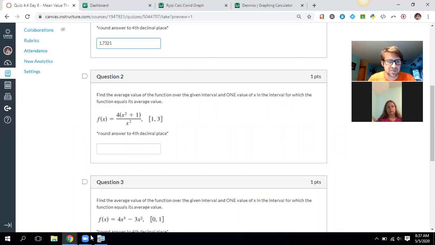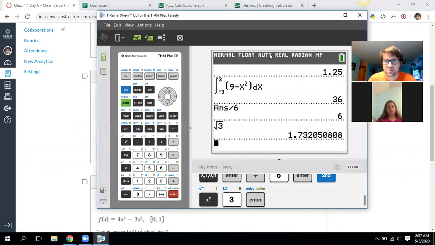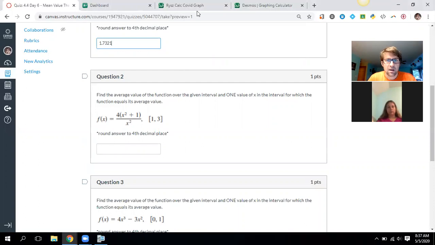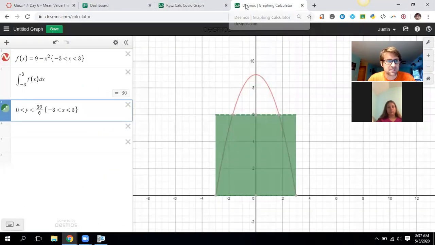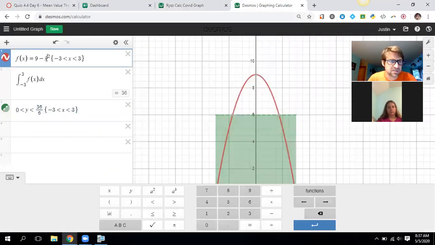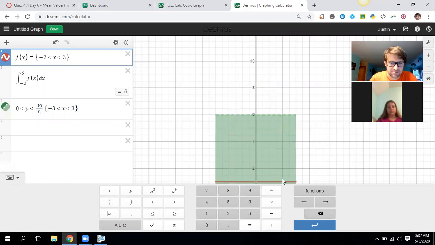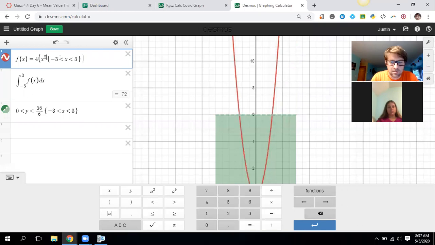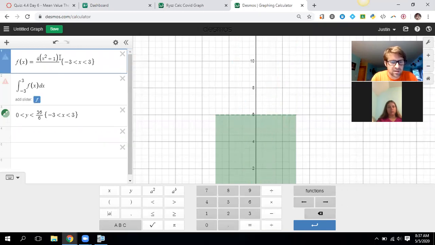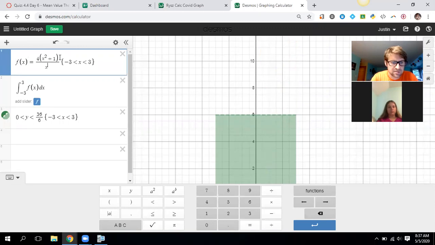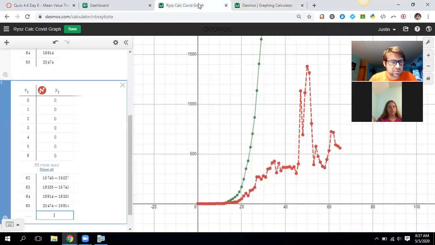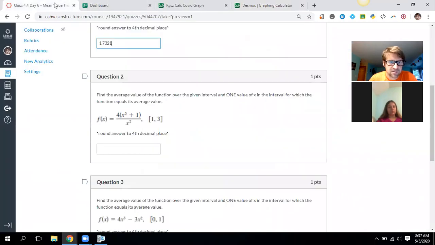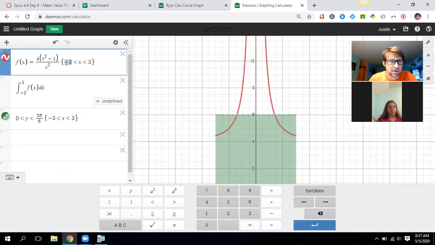This doesn't look like it'd be a fun one to find the integral of, but let's type it in. Let's try Desmos. Yeah, Desmos will be fine here. So we got 4 over, okay. So I'll just start over here. 4x squared plus 1, 1 divided by x squared. Is that what it was? Okay, 1, 3. Okay, and we're only looking.